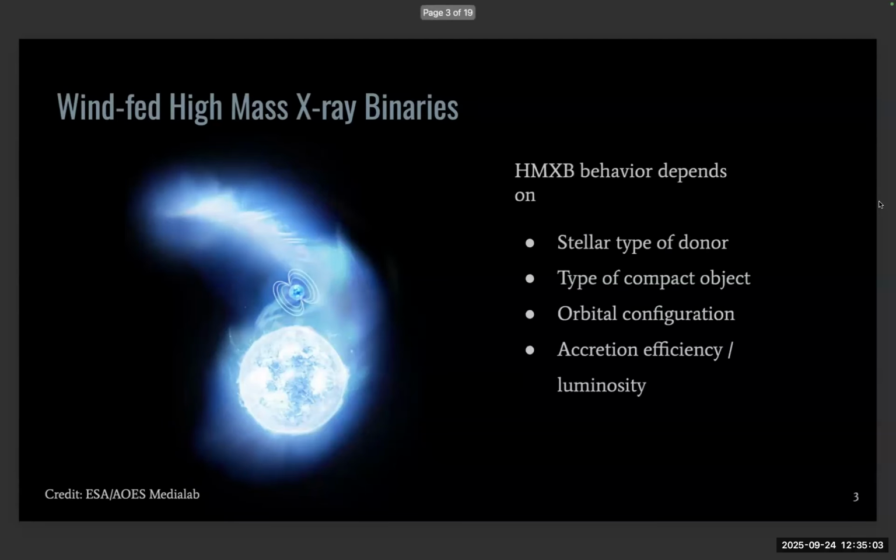So one important thing to note here is that while we can broadly categorize these systems, for example, depending on the mass of their donor star or the type of their compact object, like whether it's a neutron star binary system or a black hole binary system, all the individual sources are really quite different when it comes to the details of how they behave.